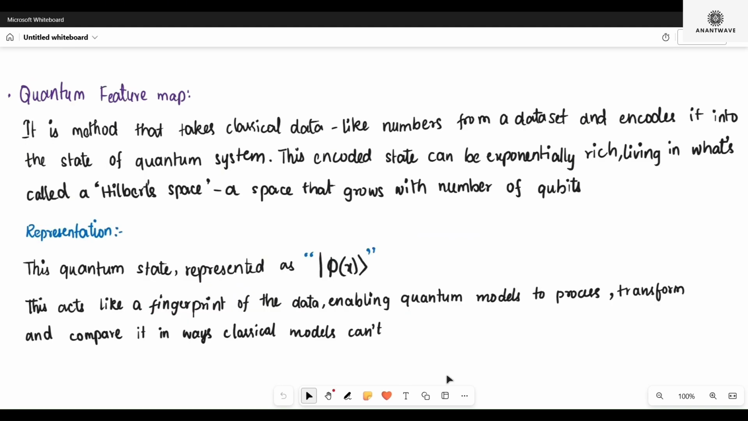Now let's see what is a quantum feature map. It is a method that takes classical data, like numbers from a dataset, and encodes it into the state of a quantum system. This encoded state can be exponentially rich, living in what's called a Hilbert space, a space that grows with the number of qubits. How is it represented? This quantum state is represented as ket phi of x. This acts like a fingerprint of the data, enabling quantum models to process, transform, and compare it in ways classical models can't.